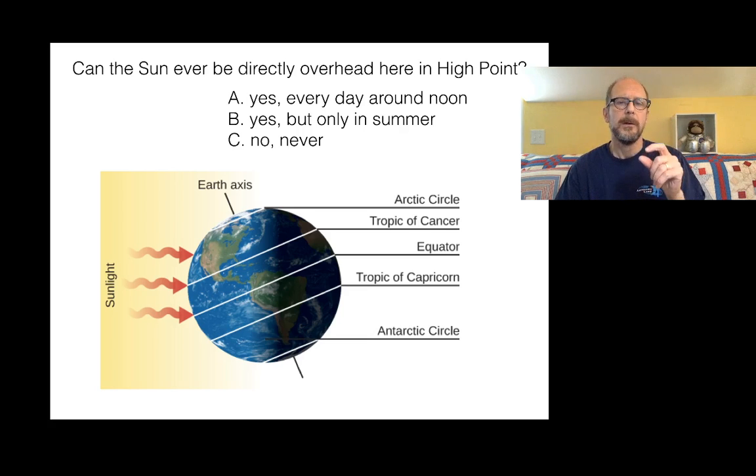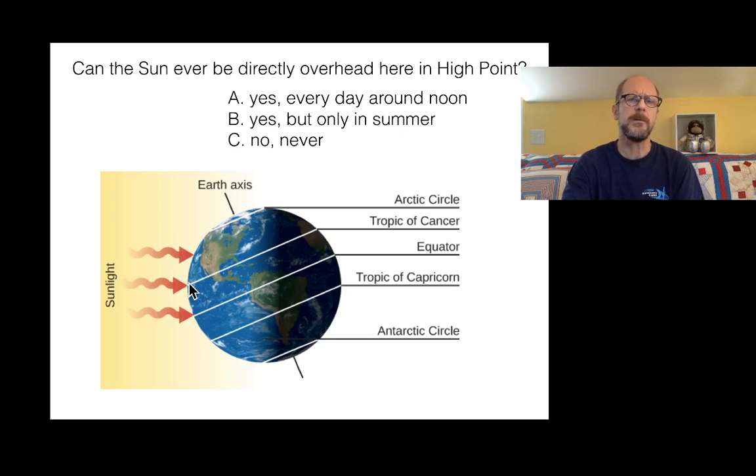And so I do have a question here for you to think about. Can the sun ever be directly overhead here in High Point? Well, the Tropic of Cancer is at 23.5 degrees north latitude, and you saw previously that High Point is 30-ish degrees north latitude. So no, the sun can never be directly overhead here in High Point.